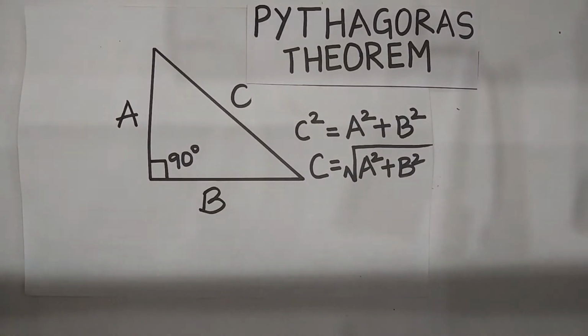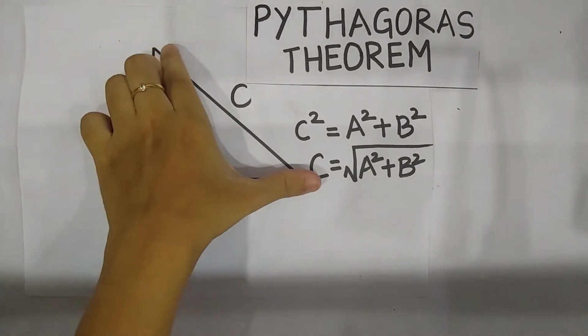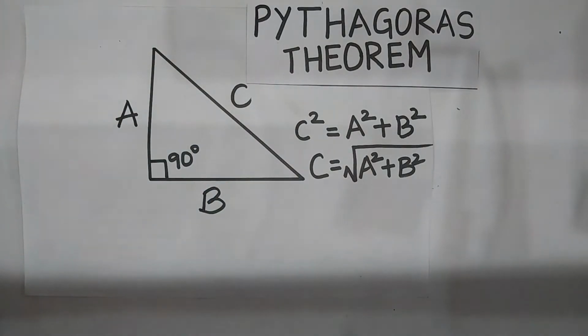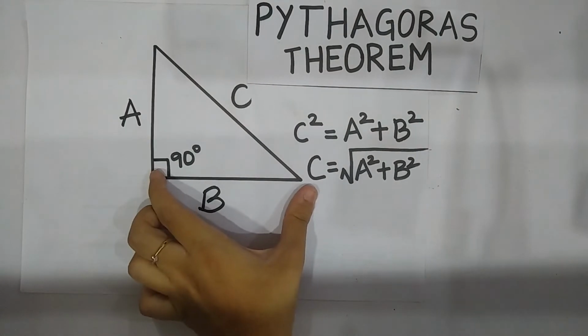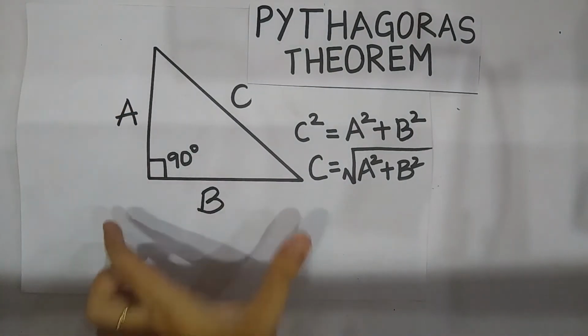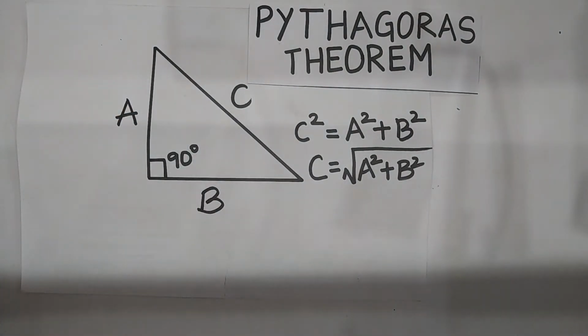But as you can see here, to find the distance of the hypotenuse, you will need to know the distance of A and the distance of B. Now because these are horizontal and vertical lines, it's easier for us to find the distance of a horizontal and vertical line on a graph, because you just have to count the number of boxes or take the coordinates and then decide.